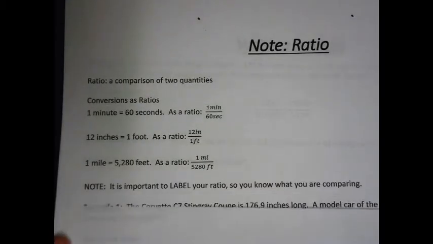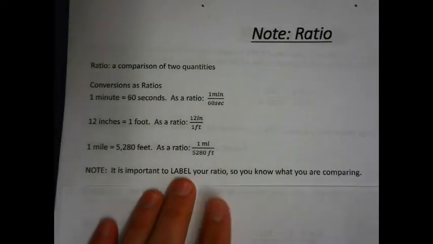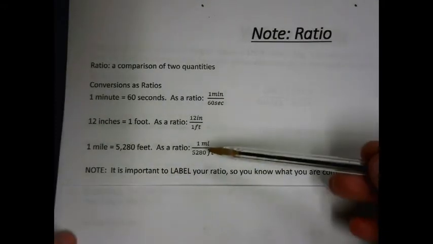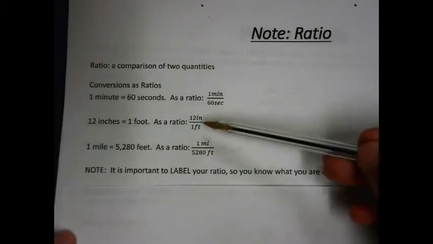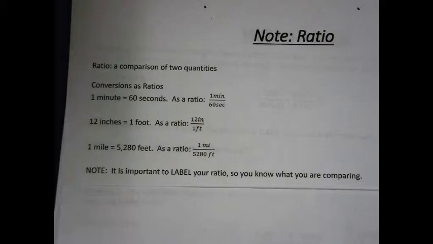Now, here's the important note. We start getting into ratios, and we will. It's important to label your ratio so you know what you are comparing. So in the example we just did, we labeled miles and feet. We labeled inches and feet. We labeled minutes and seconds. Whatever we're doing, we label, so we know what it is we are comparing.